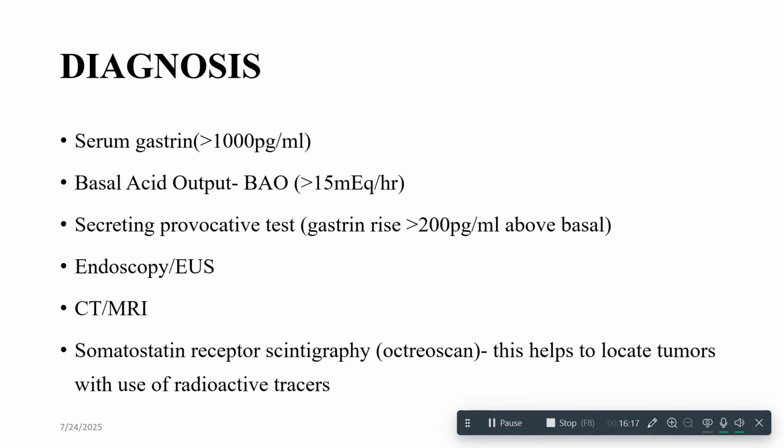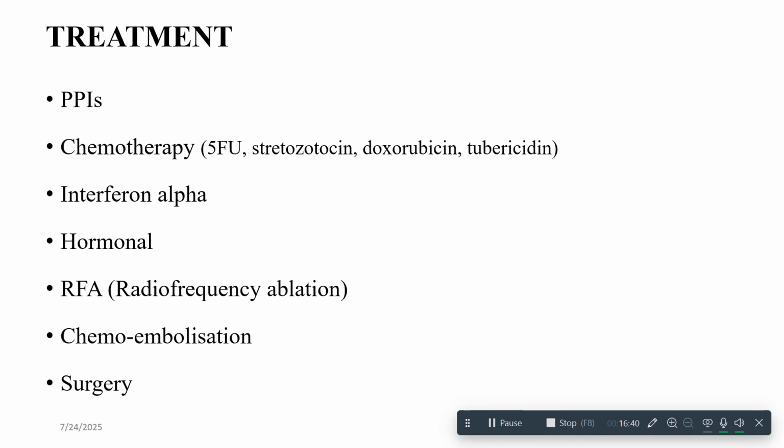Diagnosis is made by having a serum gastrin which is greater than 1000 picogram per ml, basal acid output which is greater than 15 milliequivalents per hour, and a secretin provocative test, which is a gastrin rise of greater than 200 picogram per ml above the basal level. There's also endoscopy, CT, MRI, and somatostatin receptor scintigraphy.